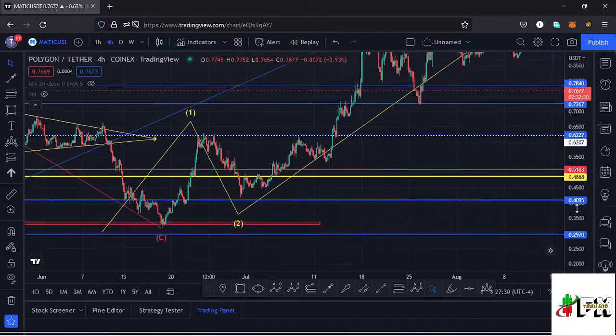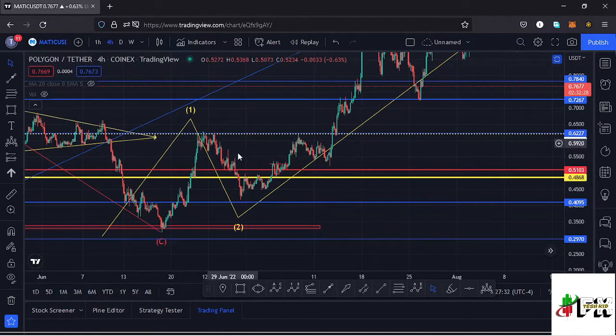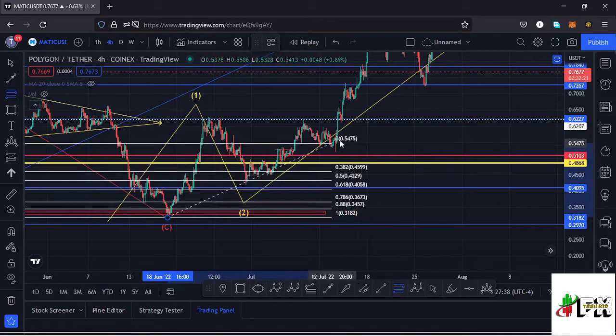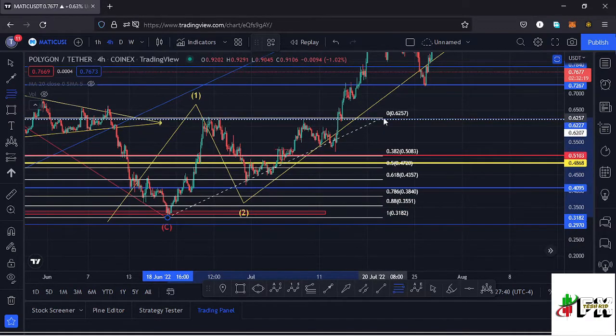After making our low down here, we saw a very nice bounce to the upper side in the formation of a wave 1, then saw a very nice retracement to the lower side in the formation of our wave 2, and using the Fibonaccis we can get a minimum target area for the retracement of that second wave between the Fib level 0.382 and the Fib level 0.618, and you can see that wave 2 retraced into that target area.